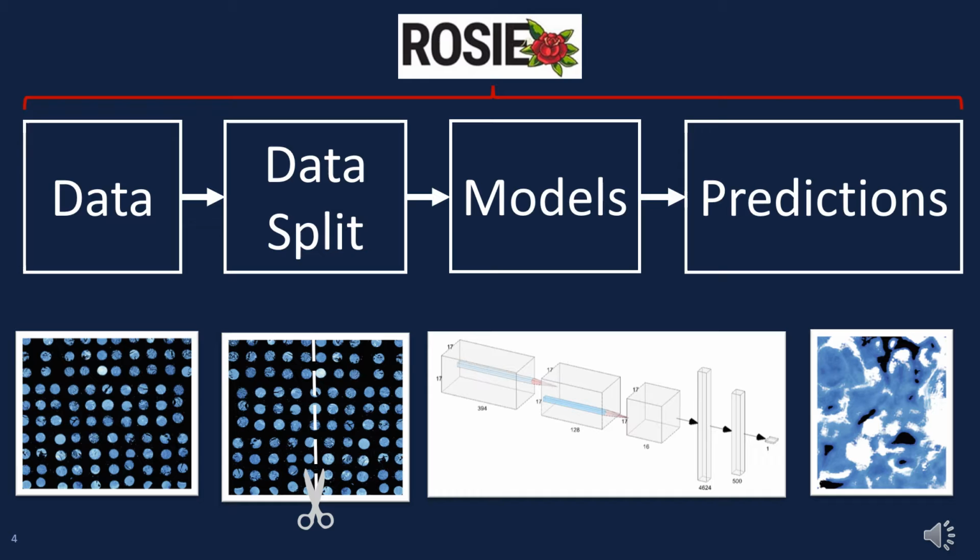So we first annotated our biopsies. We then split the data for training and testing. And finally, we ran our data through multiple classical models, along with our deep learning model, and compared the prediction accuracy.